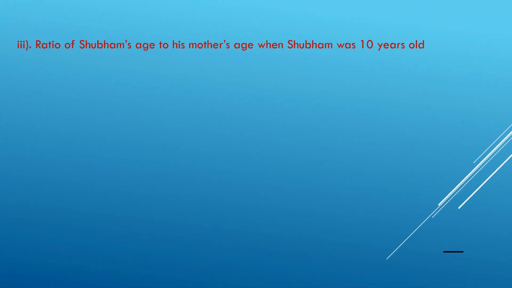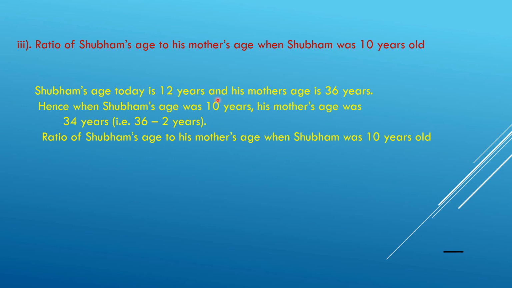Third question: the ratio of Shubham's age to his mother's age when Shubham was 10 years old. Solution: Shubham's age today is 12 years and his mother's age is 36 years. Hence, when Shubham's age was 10 years, at that time his mother's age was 36 minus 2, that is equal to 34 years.